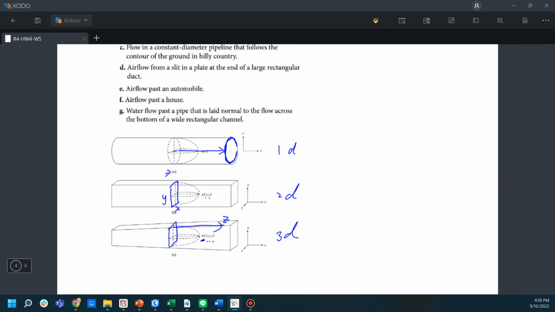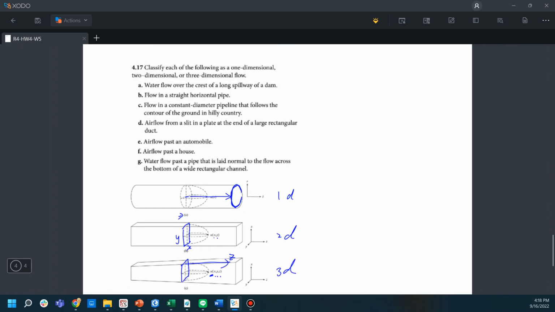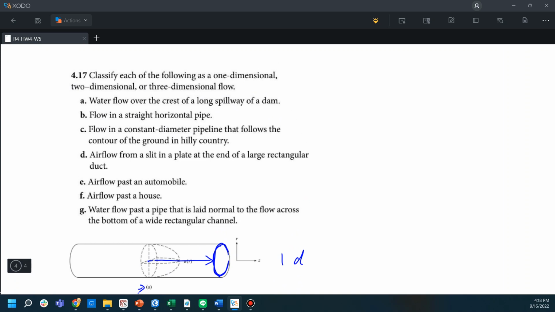Okay, so if we have this concept, let's go back to our problem: try to identify, in different conditions, whether we should use one-dimensional, two-dimensional, or three-dimensional flow. Okay, let's see the first one. Water flow over the crust of a long spillway of a dam.